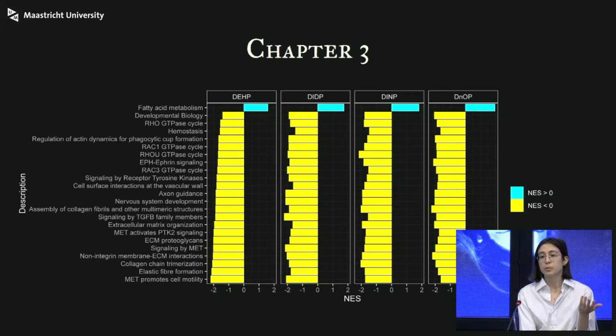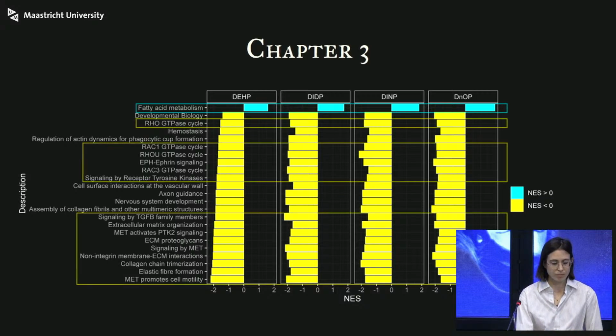So for example, in chapter 3, where we studied the effect of phthalates, we saw, for example, that all the 4 phthalates that we had in our panel would upregulate the fatty acid metabolism, or they would all downregulate important signaling pathways or the extracellular matrix organization.